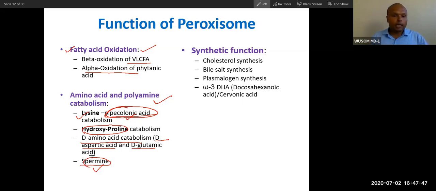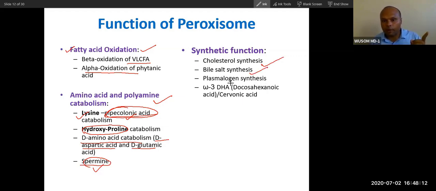So that is why there will be problem. The majority of their problems also arise because of failure of embryogenesis, because peroxisome is not functional. Now you can see the synthetic functions. A few reactions in cholesterol synthesis are contributed by peroxisome. Many reactions in bile synthesis are contributed by peroxisome.